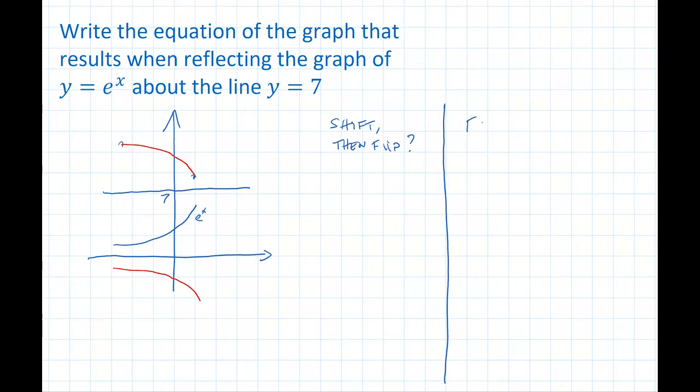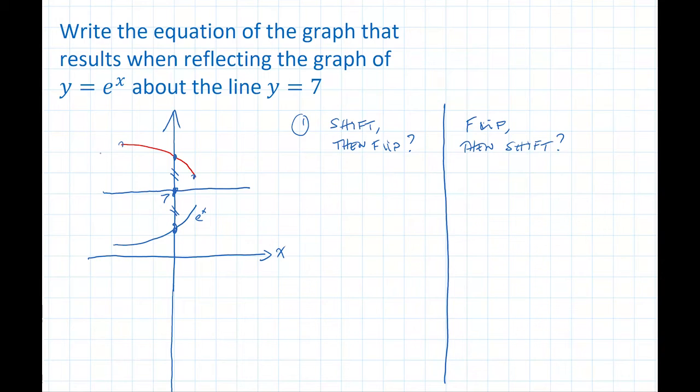Or maybe I can flip, then shift. Based on the picture, I figure it's got to be one or the other. Let's try this first: shift and then flip. Currently, this is the final answer. So I know that the distance here and the distance there are the same because it's a reflection.